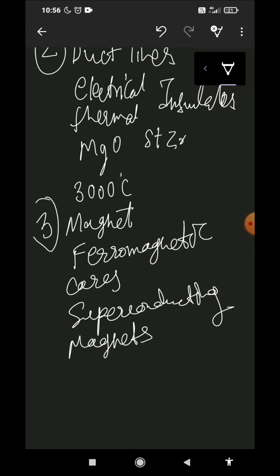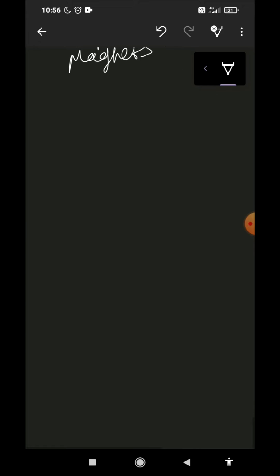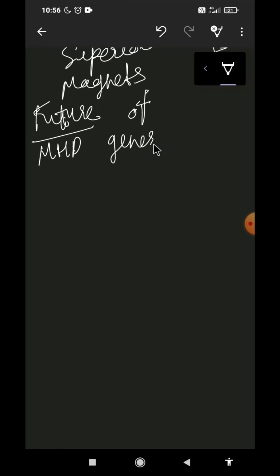Now we'll see the future of the MHD power generation. There are future prospects where MHD generation has potential and where MHD generation is an ongoing project. So we'll see the future of MHD generation.